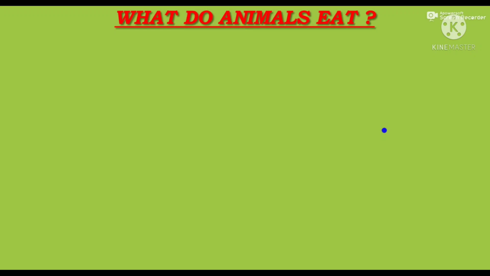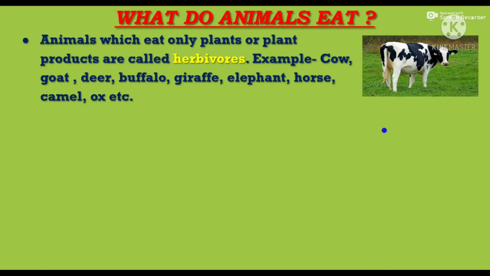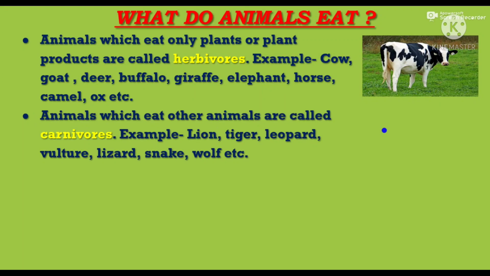So what do animals eat? Animals are divided into different categories based on their food habits. First category is herbivore. Animals which eat only plants or plant products are called herbivores, for example cow, goat, deer, buffalo, giraffe, elephant, horse, camel, ox. These are the herbivores. Next category is carnivores. Animals which eat other animals are called carnivores, for example lion, tiger, leopard, vulture, lizard, snake, wolf. These are the carnivores.